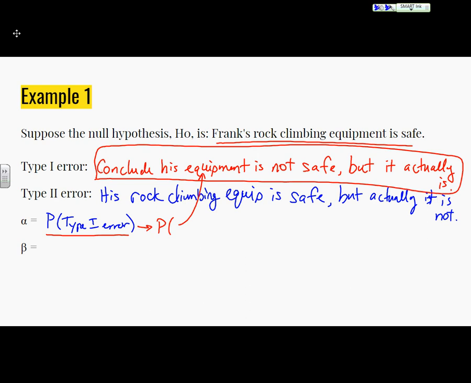Whereas my beta is just going to be the probability I make a type 2 error. The probability I make a type 2 error would just be the probability that I unfortunately told Frank that his equipment's safe, but actually it is not. And that would be my beta in this case.